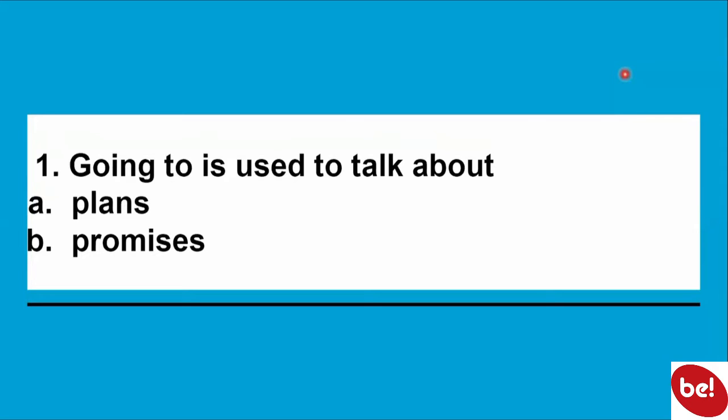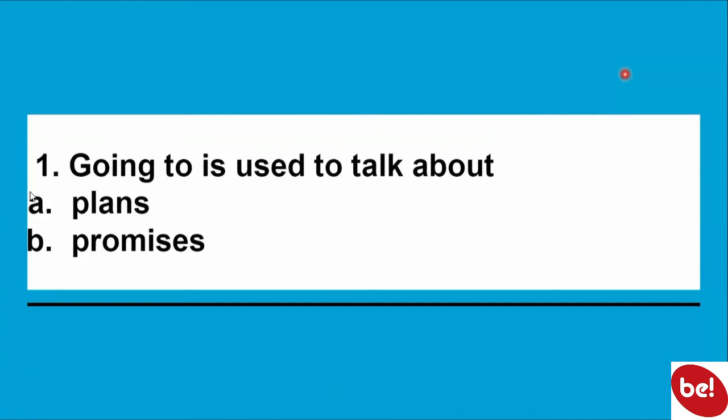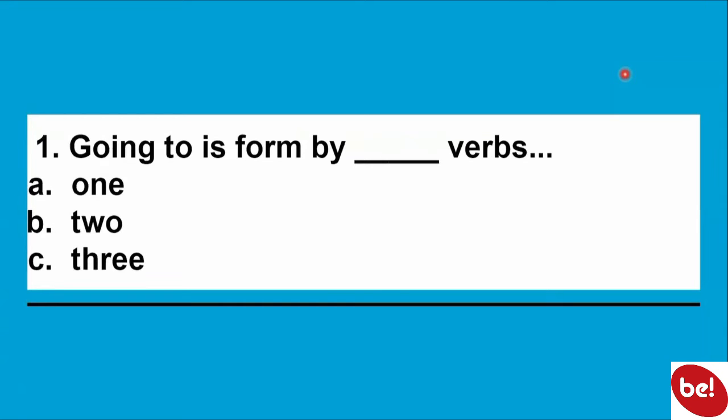So going to is used to talk about plans or promises. So letter A. It's used to talk about plans, not promises, okay, guys? For example, I am going to travel next month because I am planning this activity, okay?